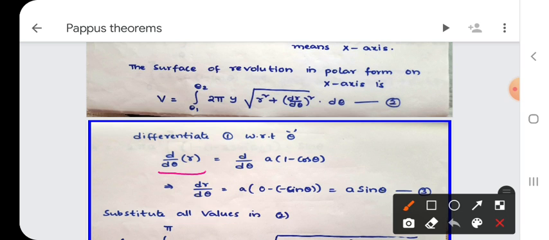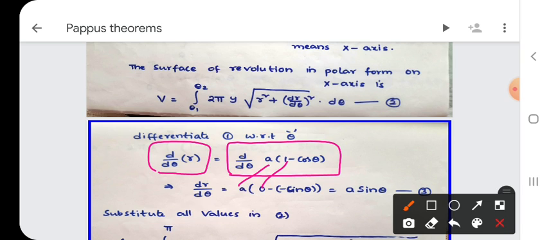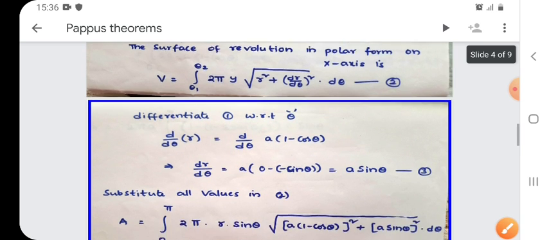So d by d theta of r equals d by d theta of a into 1 minus cos theta. A is constant, so I write a. What is the differentiation of 1? 0. Minus, what is the differentiation of cos theta? Minus sin theta. Minus into minus is plus. So a into sin theta is the value of dr by d theta. So we have all values for this formula, so I substitute all values in 2.